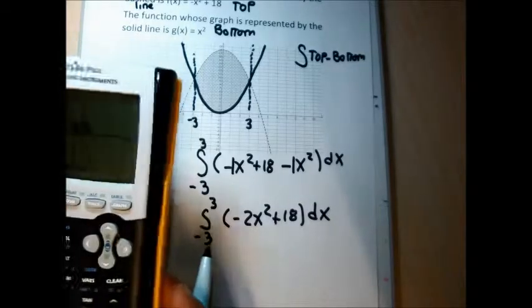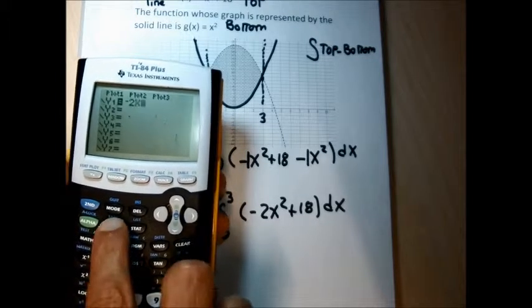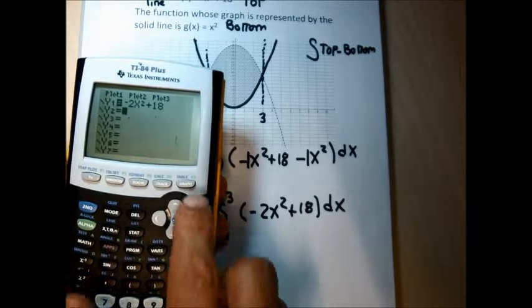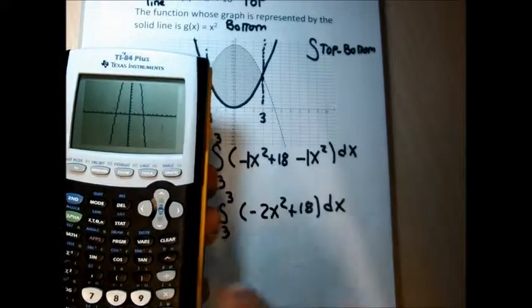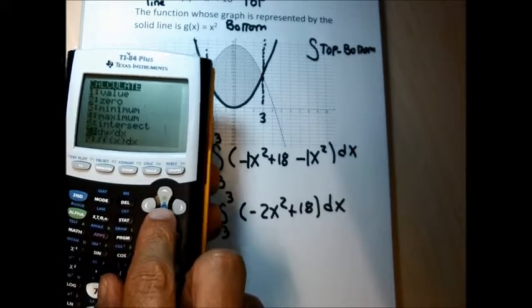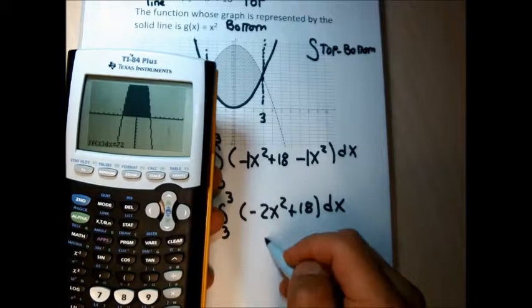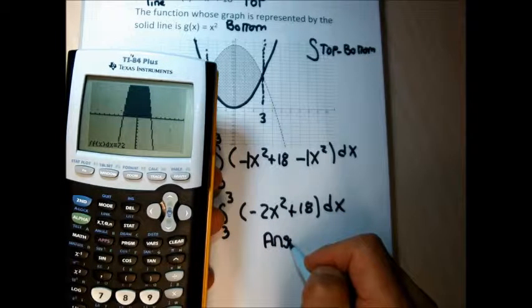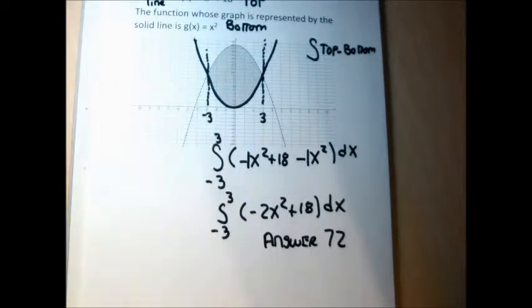So let me try to just do that real quickly. So y equals, clear, negative 2x squared plus 18. Graph it. My window doesn't go high enough to see everything, but I still can get the answer. Second calc, lower limit negative 3, upper limit 3. And my answer, the area that's represented in this problem, would be 72 square units. And I usually just write 72 without the units here. Alright, so your problem 3 should be real similar.